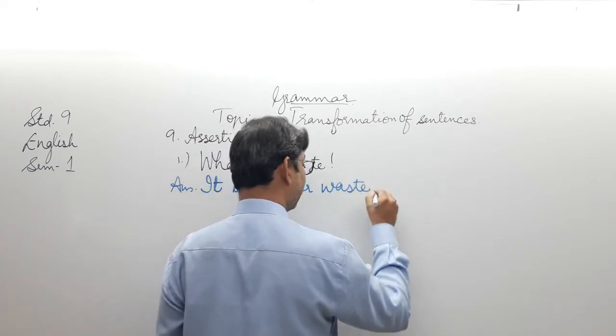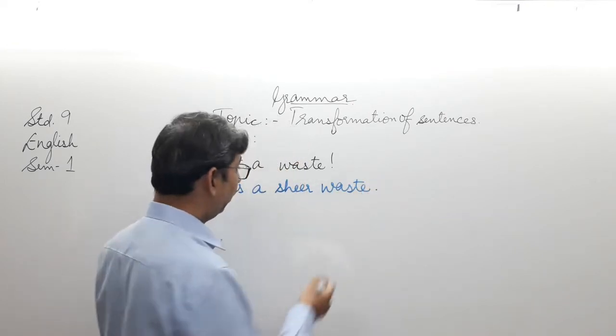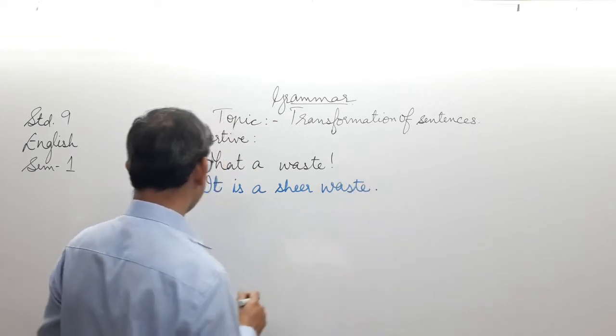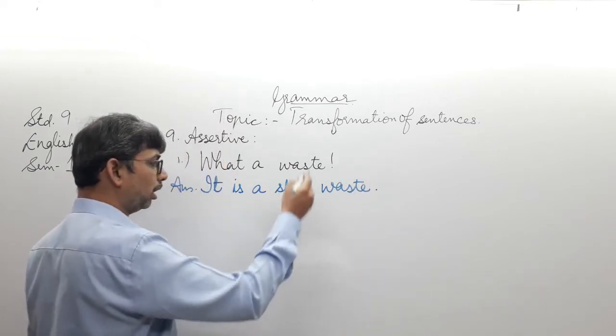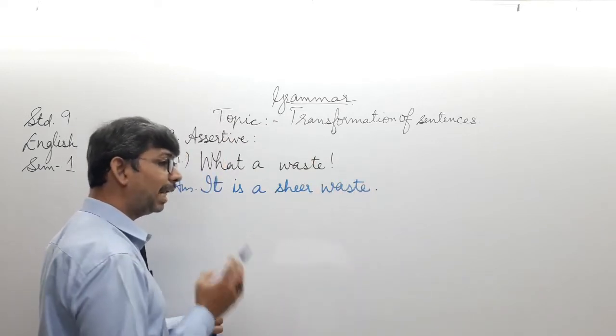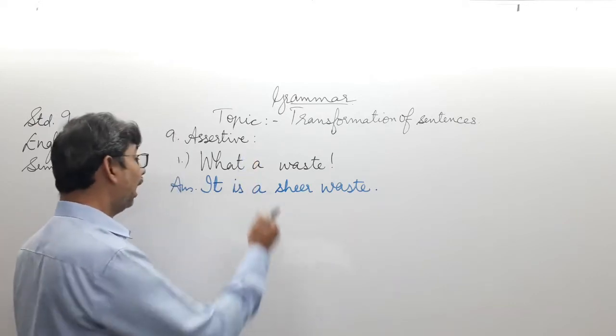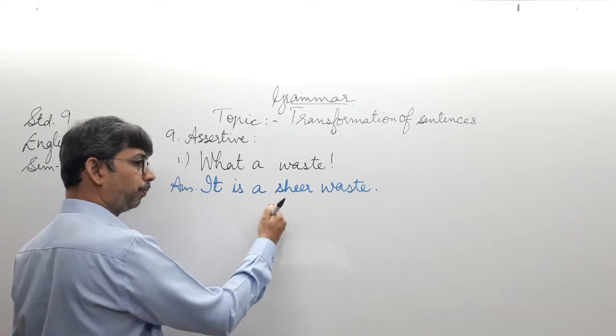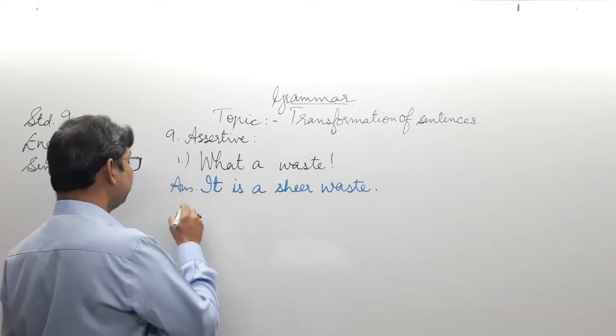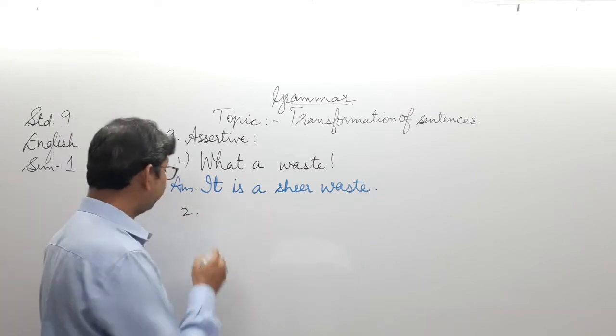Could be waste of anything, waste of time, waste of money. Well, that's not given, so we are not writing any object over here. It is a sheer waste. Here we have declared something, here we exclaimed something. So this is how an exclamation has been changed into the assertive type or a declaration type.